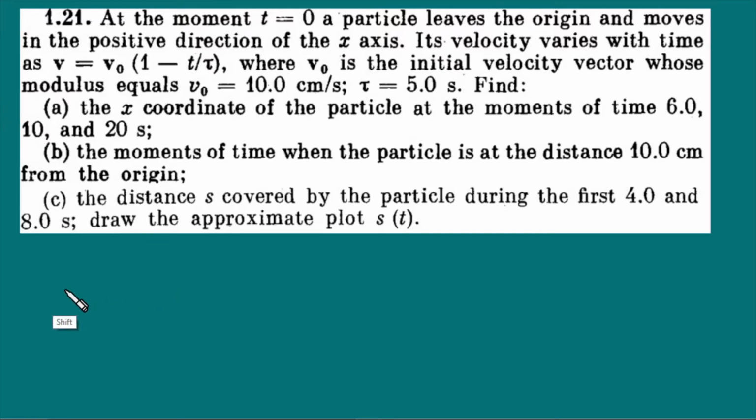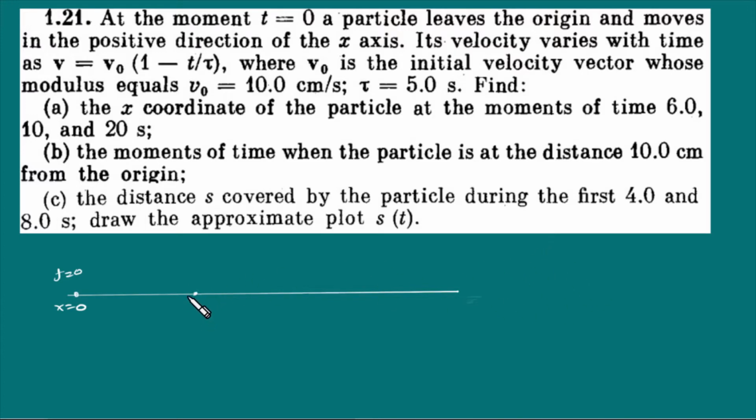Okay, fine. Let me draw this at least. The particle is moving along, suppose, this line. So the particle is at the origin at t is equal to 0. And its velocity as a function of time is given: v is equal to v naught, where v naught is 10 centimeter per second, and time tau is constant. So actually we have been given the velocity at any time t.